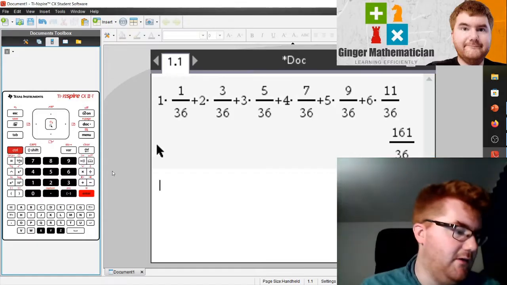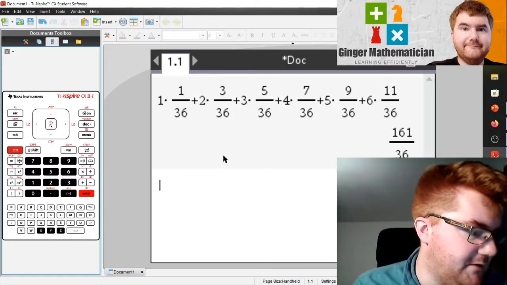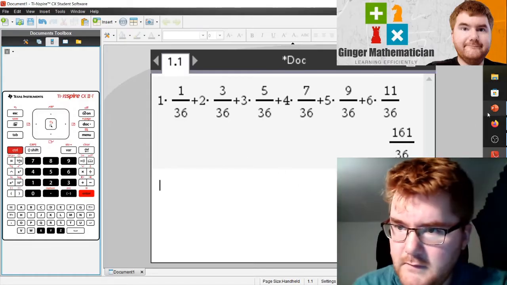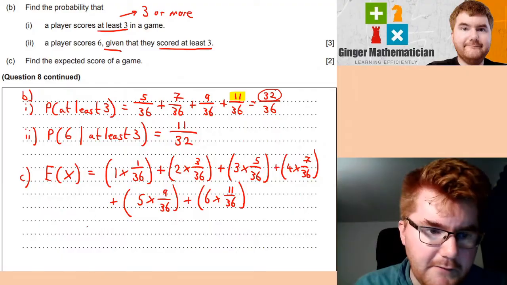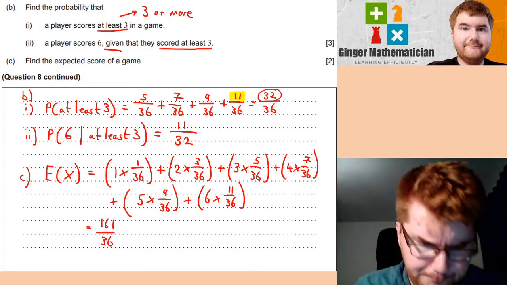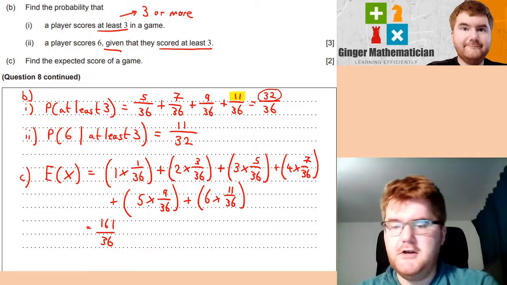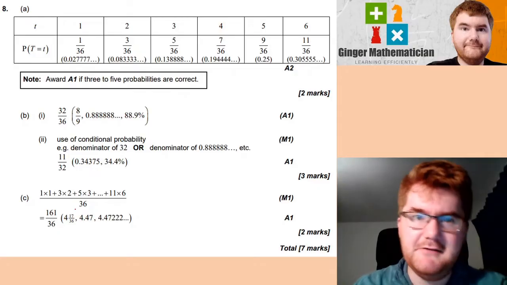And we get our answer of 161 over 36. So we pop that in. Again, you can leave this as an improper fraction. That's absolutely fine. Or you can make this into a decimal or a mixed number. That is up to you. Okay, so there we are. Got the answer. No, didn't make a mistake. That's really, really nice to see.